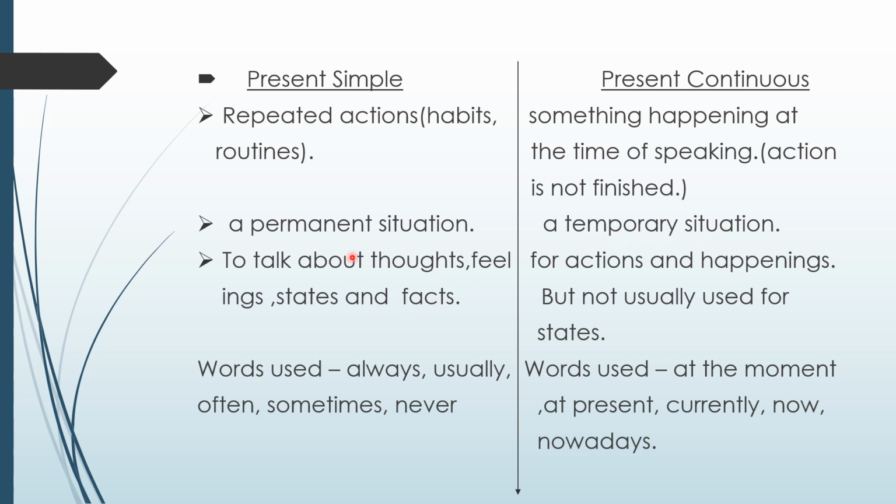In present simple tense, we talk about thoughts, feelings, states, and facts, universal facts. In present continuous tense, we talk about actions and happenings, but not usually used for states. Words used in present simple tense: always, usually, often, sometimes, never. Words used in present continuous tense: at the moment, at present, currently, now, nowadays.